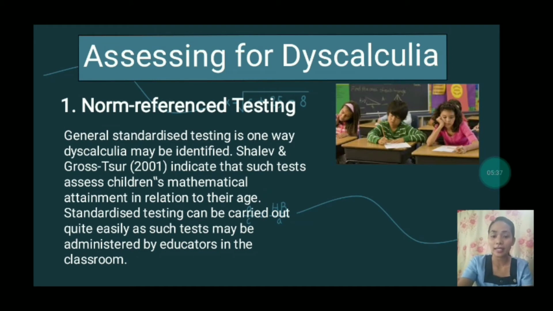How do teachers assess learners with dyscalculia? So this is according to Michelson 2007. First is the norm reference testing. General standardized testing is one way dyscalculia may be identified. Shaliv and Ross-Trur 2001 indicate that such tests assess children's mathematical attainment in relation to their age. Standardized testing can be carried out quite easily, as such tests may be administered by educators in the classroom.